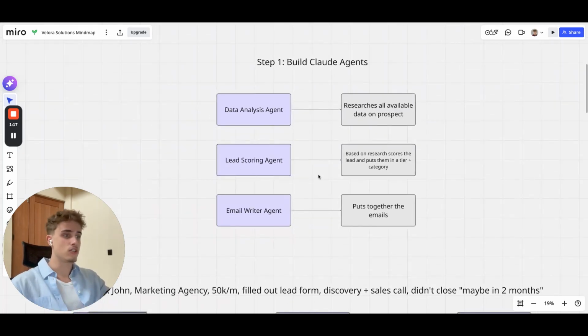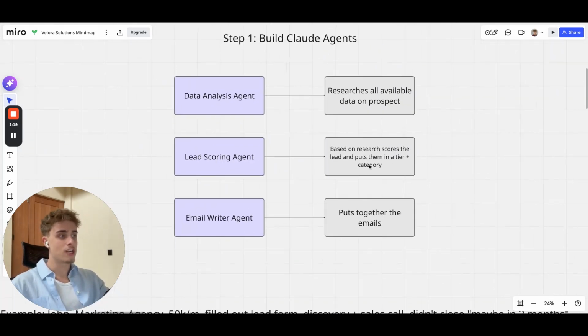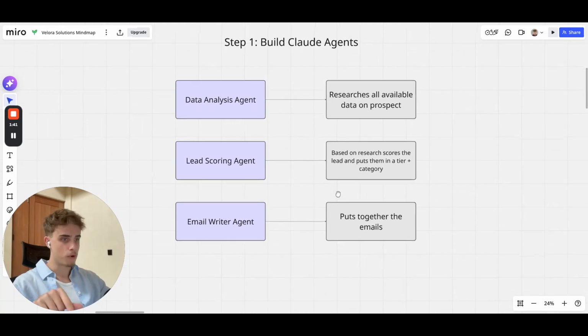Second, the lead scoring agent. Based on that research, it's going to score the lead and put them in a tier and a category, so we know exactly where the prospect stands. Where did he stop in the process? Maybe he stopped at the demo call. Maybe he gave an objection. Maybe he didn't have the money. Maybe he was disqualified on the actual form, so he didn't even end up booking a call. There's a lot of different situations that you can involve in a process like this.